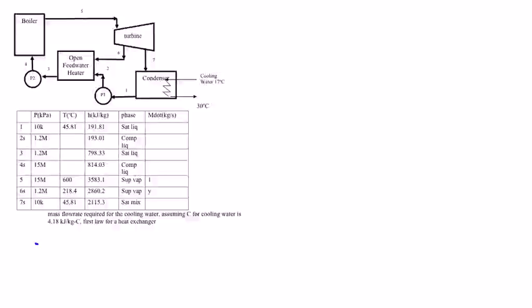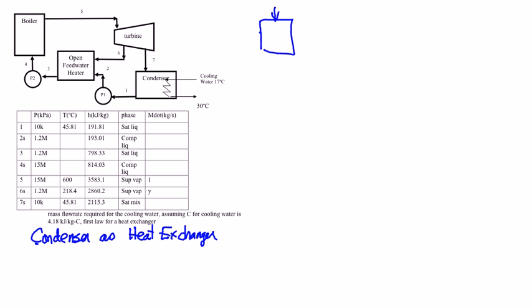We are going to look at the condenser again, but in this case we're looking at the condenser as a heat exchanger. I'm looking at two scenarios. The initial scenario we talked about was the condenser as a heat rejecting device. In that case, we only worry about the steam exiting the turbine, getting condensed, and ending up with state 1.